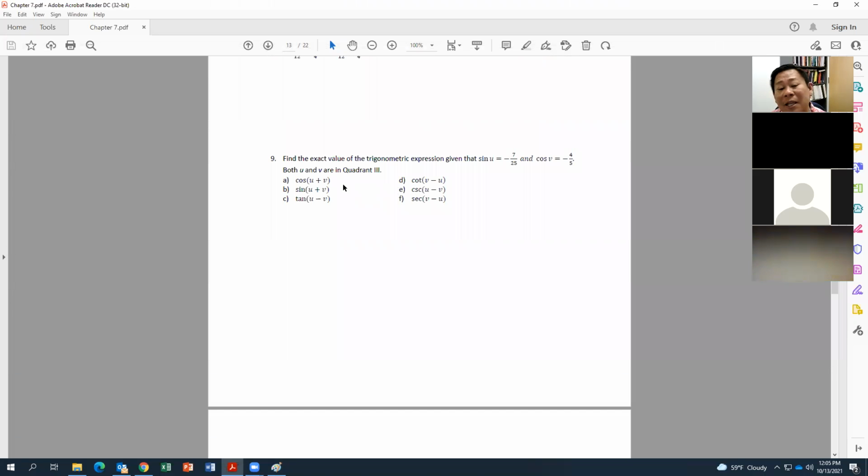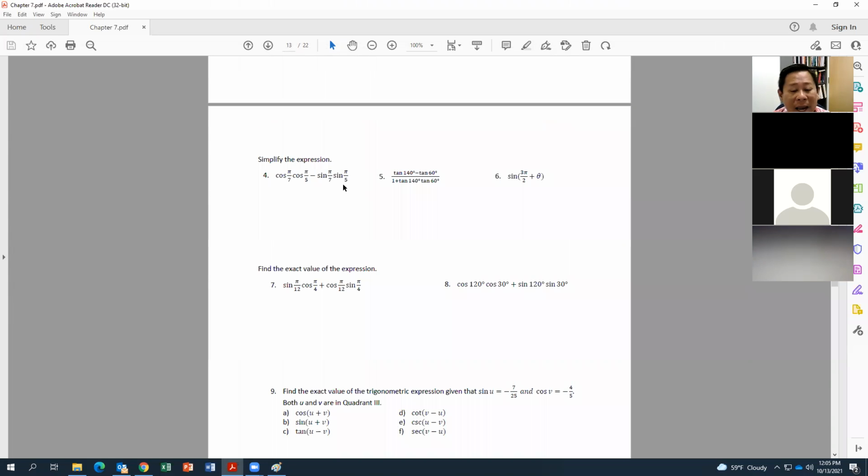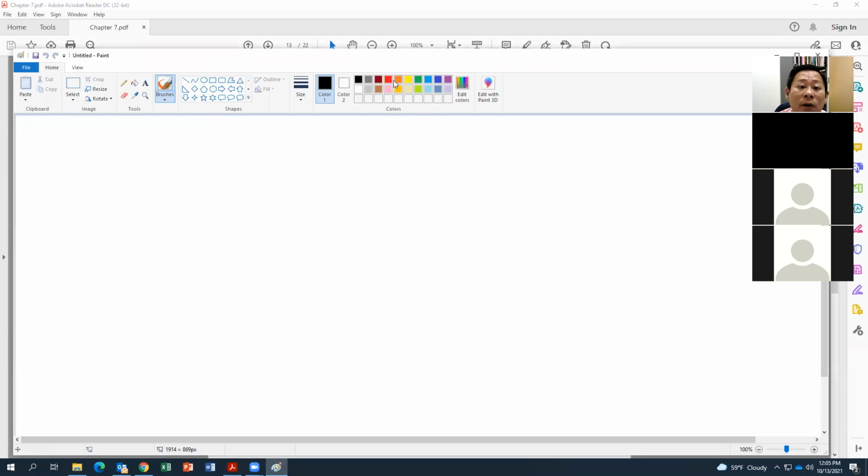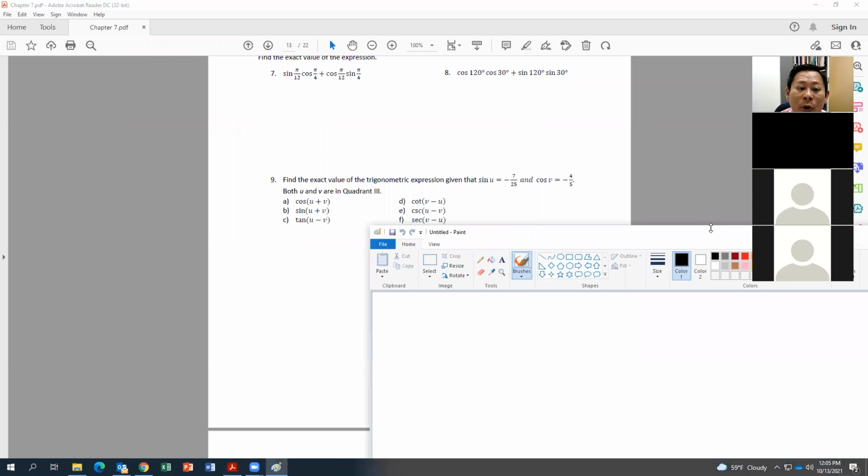So this question is a little bit different from questions 1 to 8, because this time they're giving you two angles, two trigonometric expressions. One is sine u and one is cosine v. In this case, you are required to know how to do this based on the quadrant they are in. They say that both angles U and V are in quadrant 3.